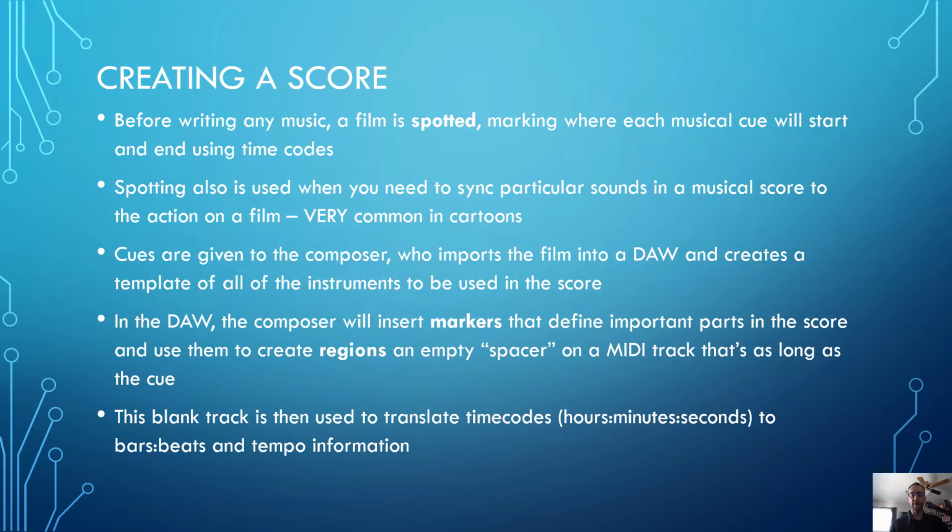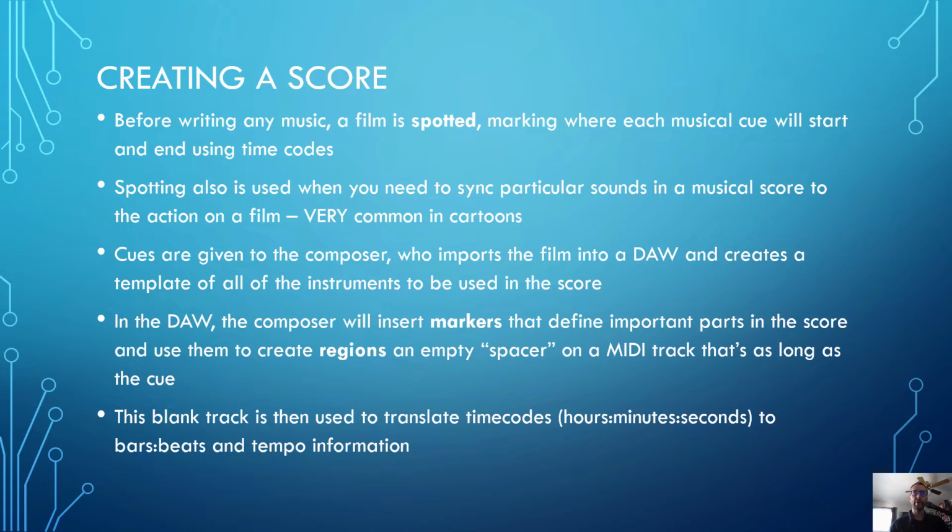Before any music is written, before the composer sits down at the piano, they spot the film, where the composer, the director, and a bunch of assistants all sit together with a cue sheet, and they make notes where every musical cue will start and end using time codes that are projected with the film.